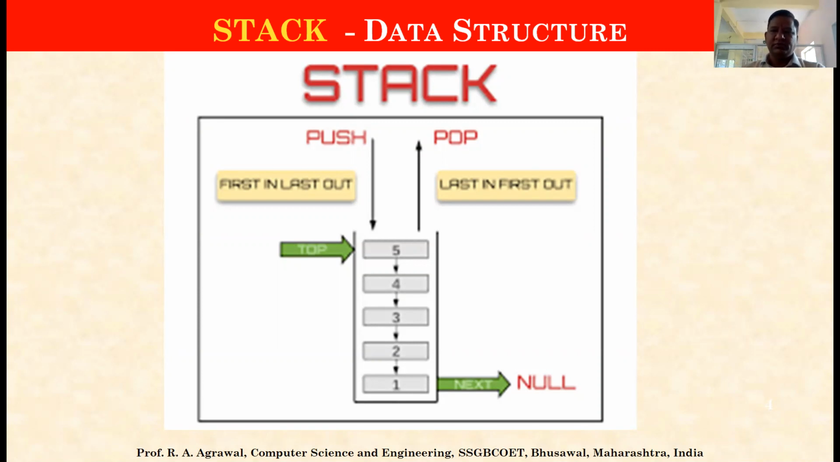This stack data structure is a type of data structure in which one end is always closed. As you can see in this diagram, one end is always closed. What does it mean? It means that the push and the pop, that is insertion and deletion operations, are performed at only one end, and that end is represented by the top of the stack.